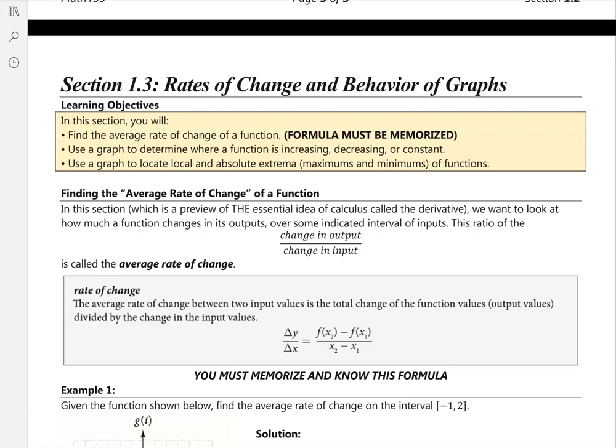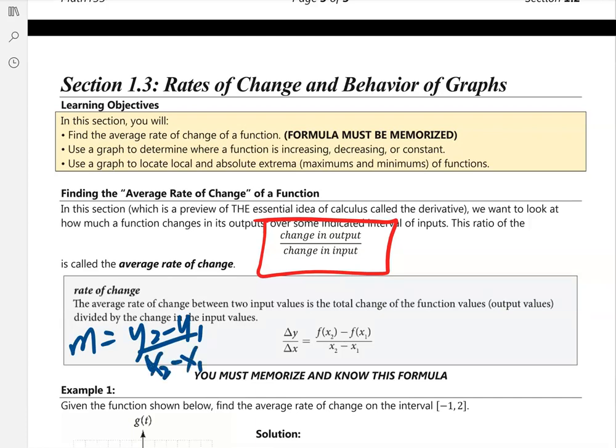So to find the average rate of change, remember that it is the change in output and the change in input. That is the ratio, and that is what you call the average rate of change. The average rate of change between two input values is the total change of the function values divided by the change in the input values. Remember, from a line, a slope is y2 minus y1 over x2 minus x1, the change in y over the change in x.